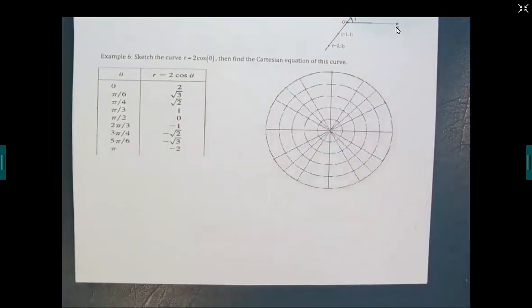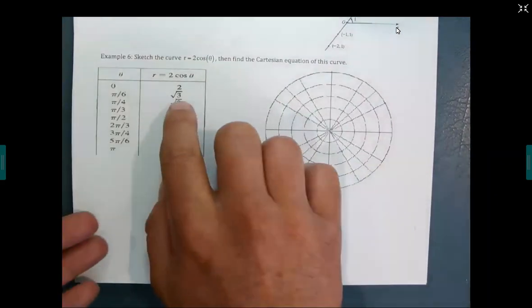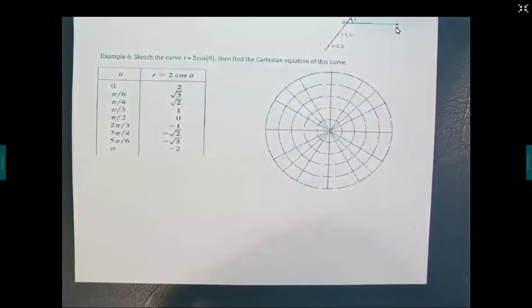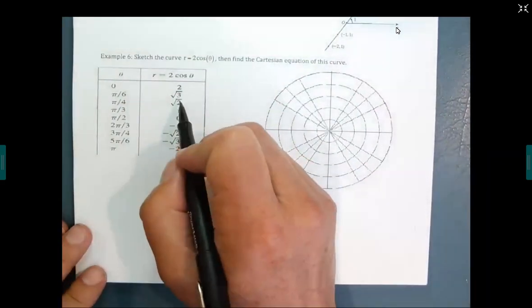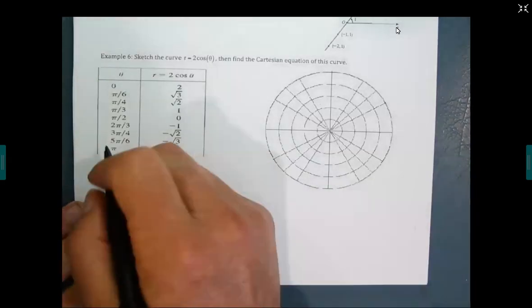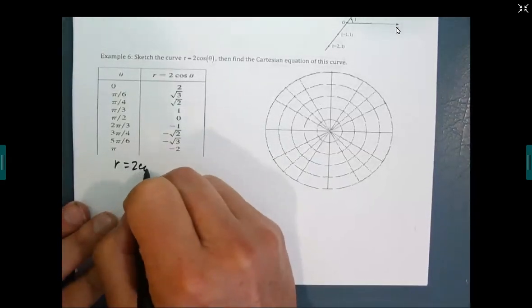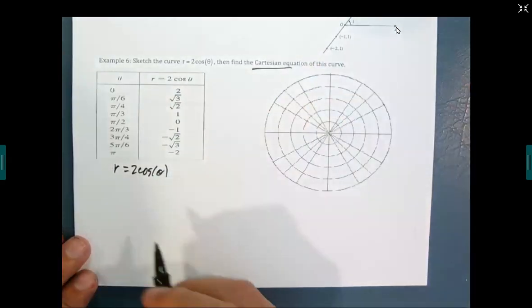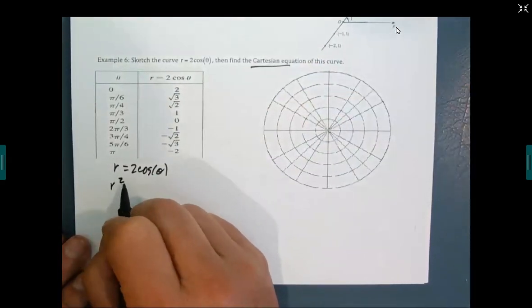Sketch the curve r equals 2 cosine theta. All right, so what I've done is I've broken down a table for us. Now we could plot these points. I'd have to go a distance of √3 out and √2/2 and so on as we're doing this. But what I want to do instead is I want to convert this into Cartesian coordinates, like it asked me to do here. So I'm going to multiply both sides by r.